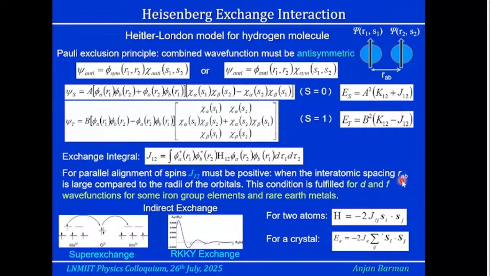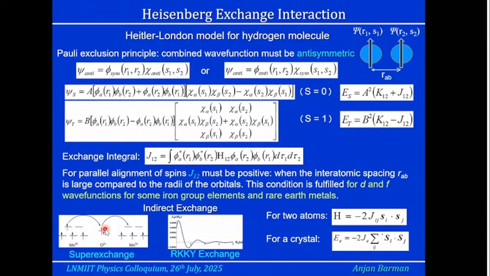And if the interatomic spacing RAB is large compared to the radii of the orbital, then this condition is fulfilled for d and f wave functions for certain iron group elements or rare earth metals like nickel, cobalt, iron, or gadolinium, terbium, and so on. This is called direct exchange.